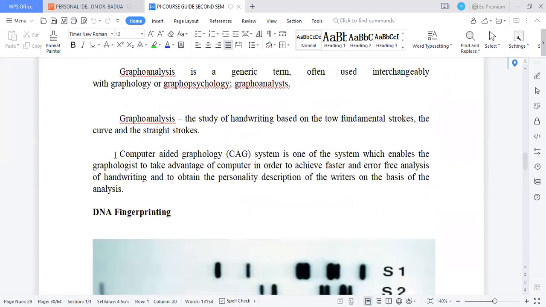Along with this, of course, when it comes to examination of handwriting, there is also the integration of technology. And we have what we call CAG, or computer-aided graphology. This is one of the systems which enables graphologists to take advantage of the computer to fast track and make sure that they have an accurate result in terms of the analysis. That is what we call computer-aided graphology.